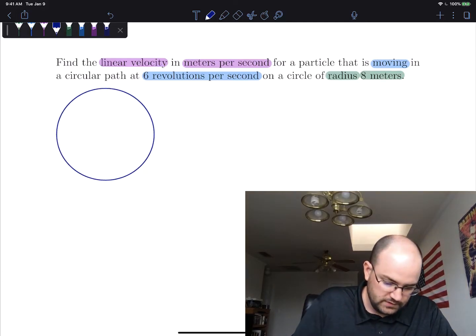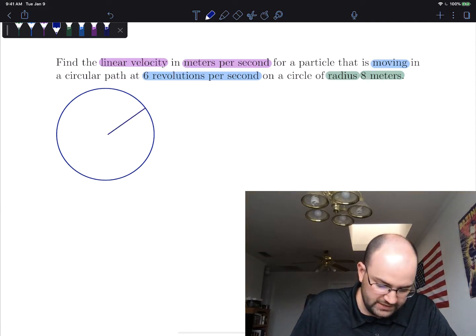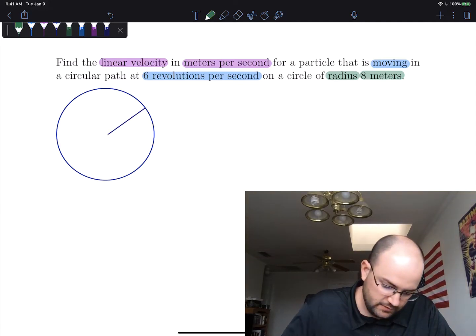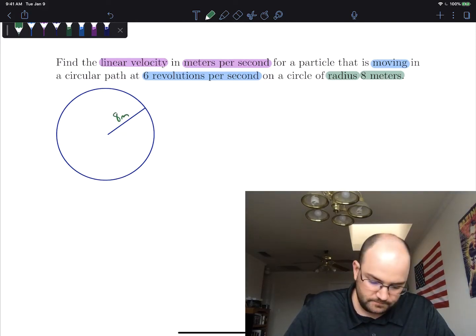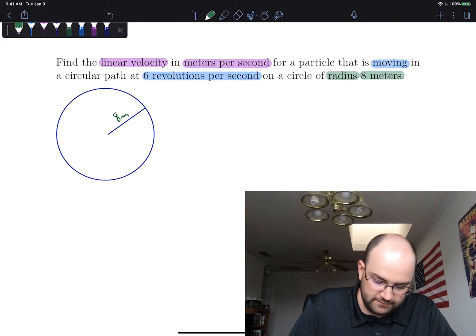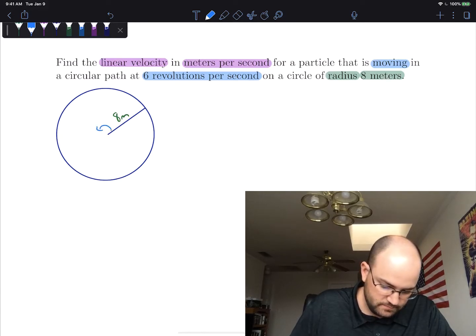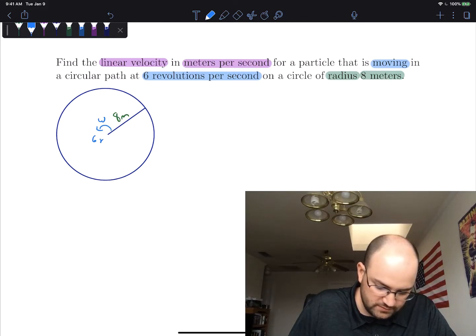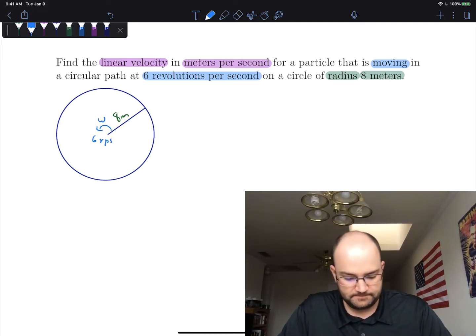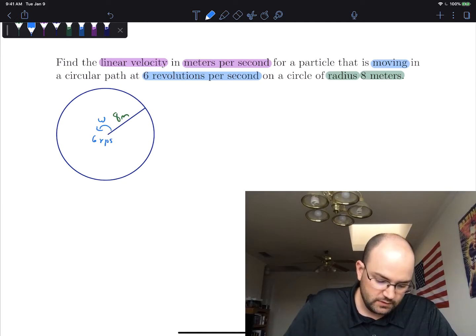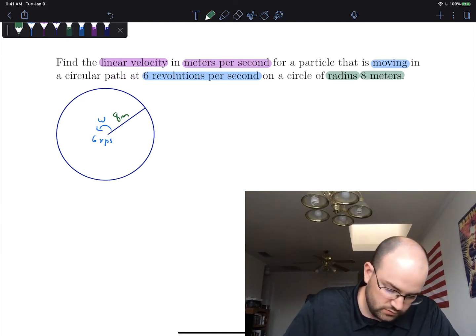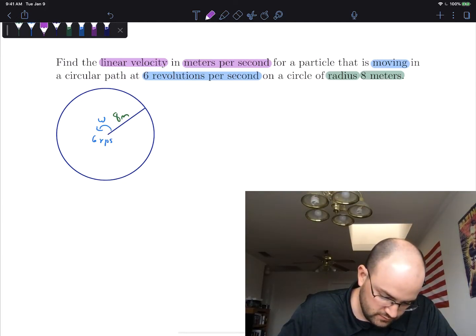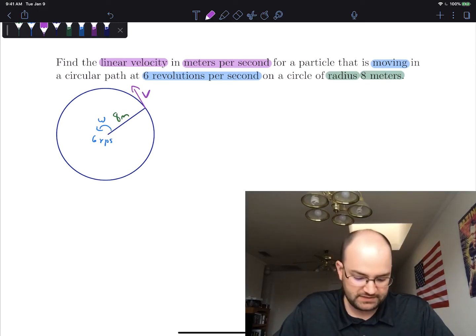So here, we've got a particle moving in a circular path. The radius of this circle is 8 meters. And the angular velocity, omega, is 6 revolutions per second. We want to find what is the actual velocity at any given time, basically.